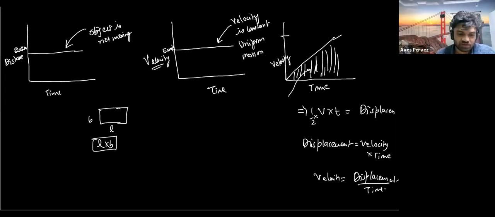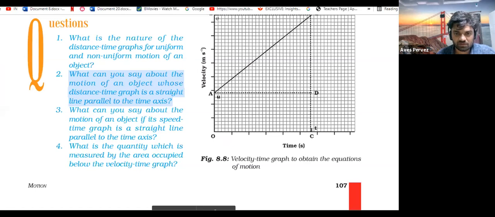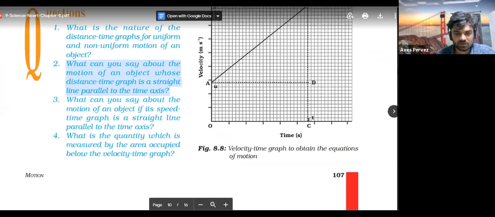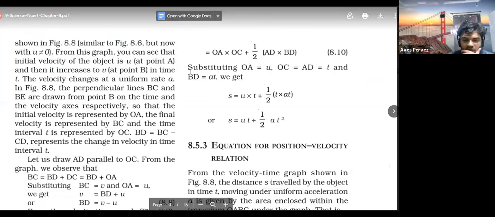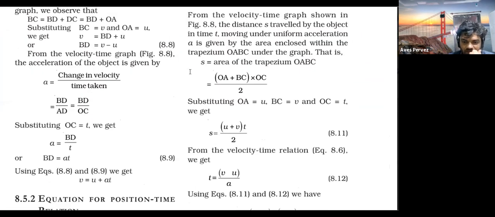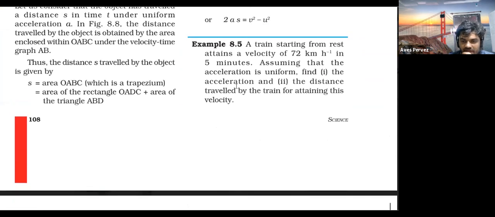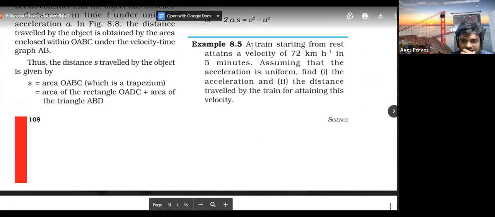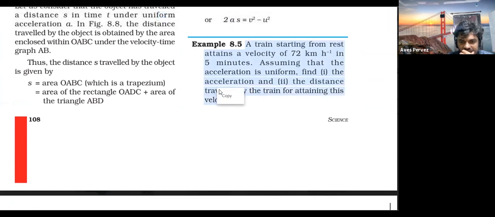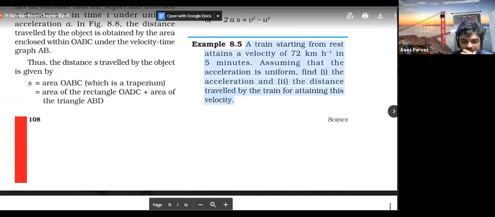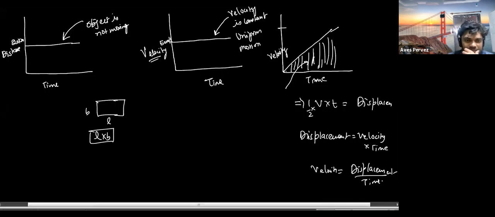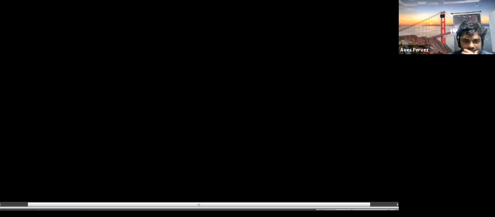Okay, let's move further. Let's discuss the next question here. We have solved this one also. Let's do this question, 8.5. A train starting from rest attains, assuming this velocity. Copy. So let's start doing this question.